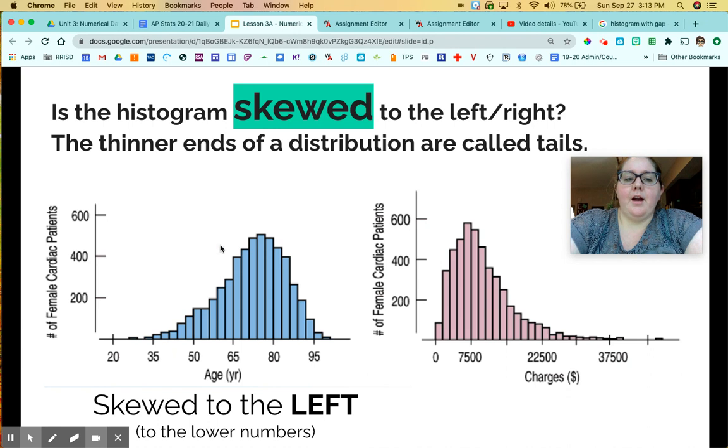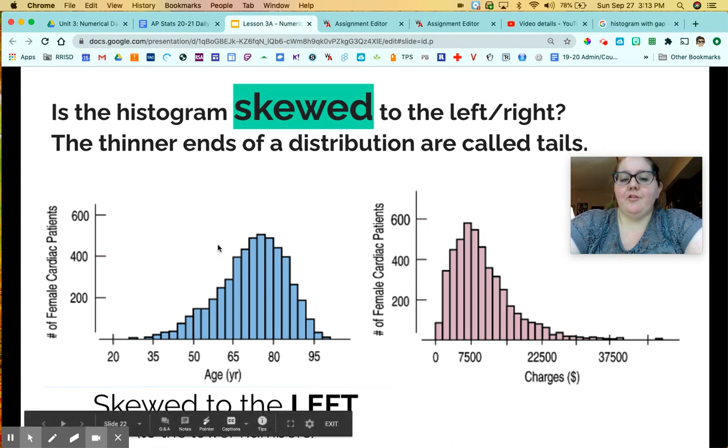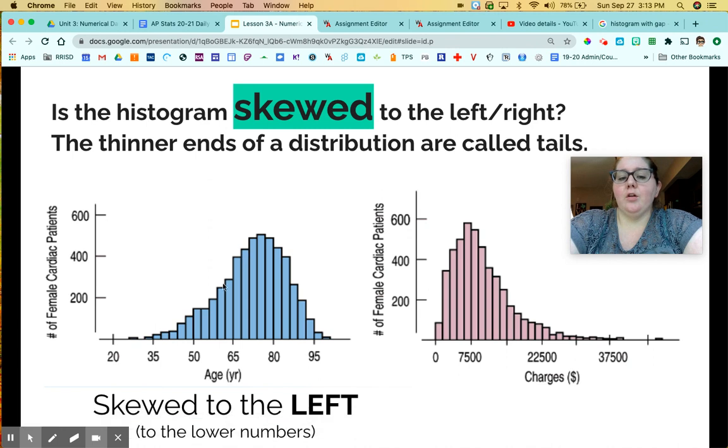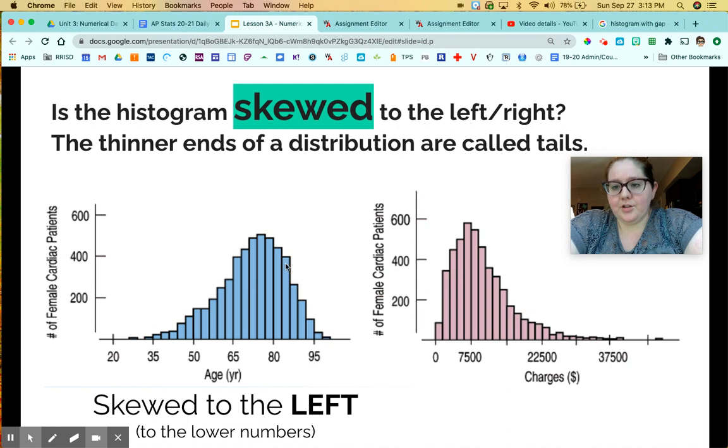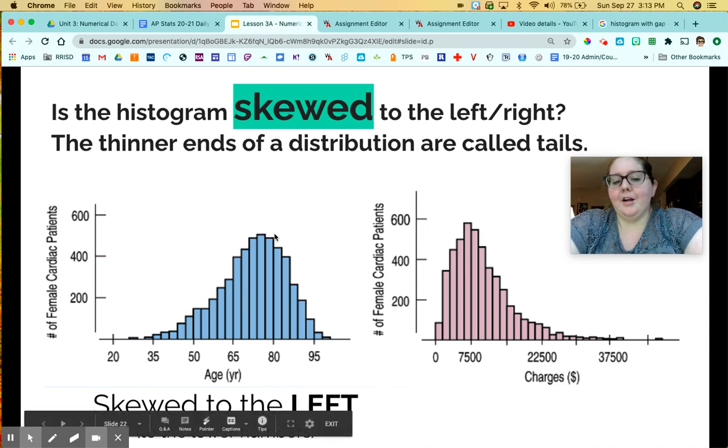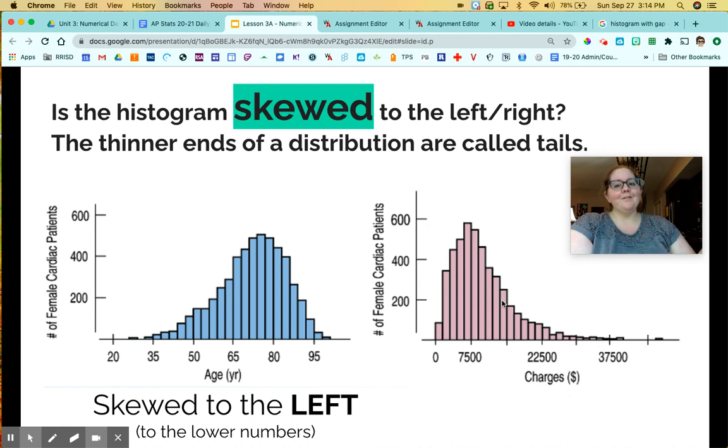The direction of the skew is going to be towards the direction of the tail. So for example, this graph on the left is skewed to the left because the shorter, stretched-out tail is happening on the left side of the peak. This is ages of female cardiac patients. Most females who are cardiac patients are in the higher ages, in the 70s range, and there are fewer cardiac patients in the younger ages, right? So it's skewed to the left. Skewed to the right is the opposite. We have that longer, thinner tail on the right side of the graph. The peak is more towards the beginning, and the tail is dragged out to the right.